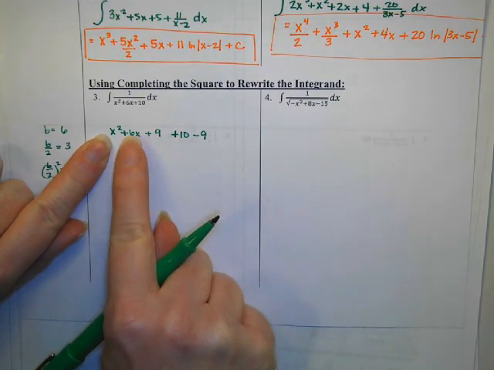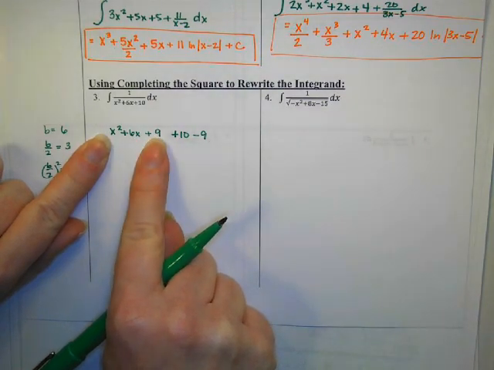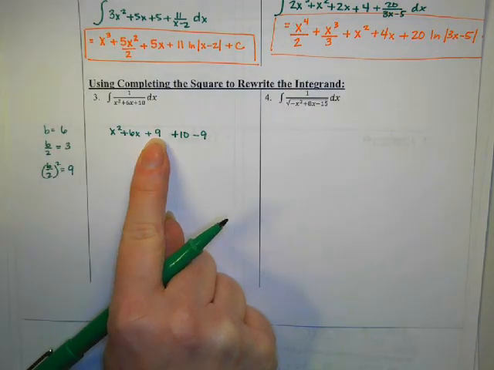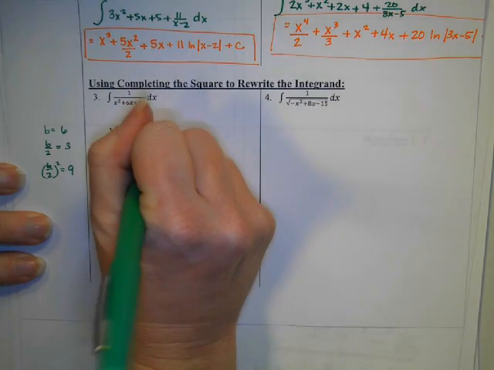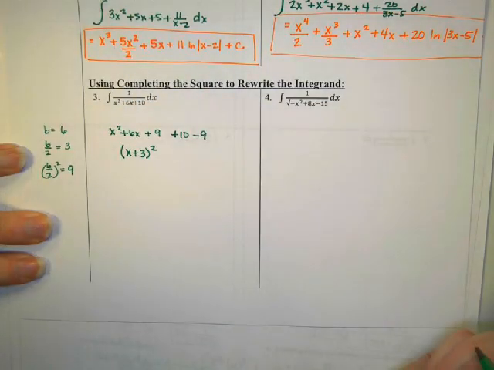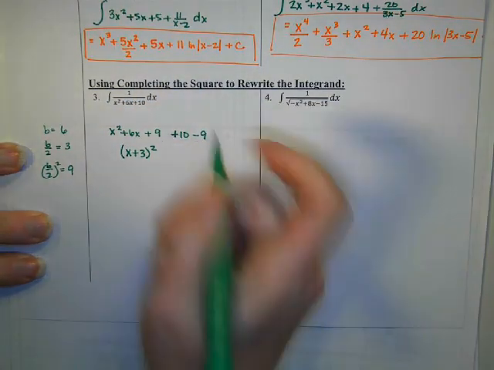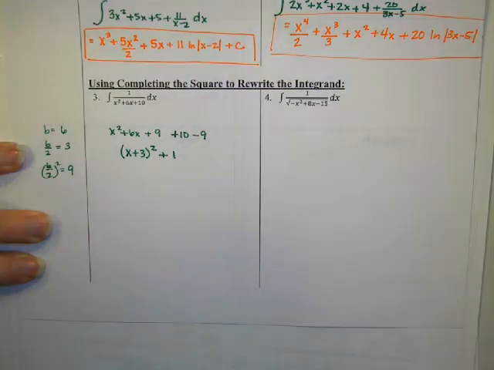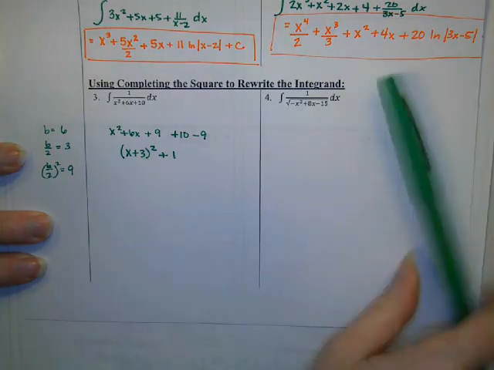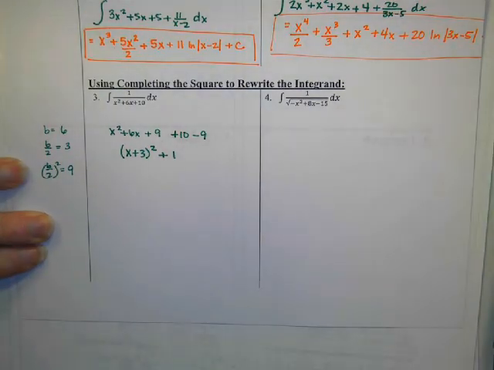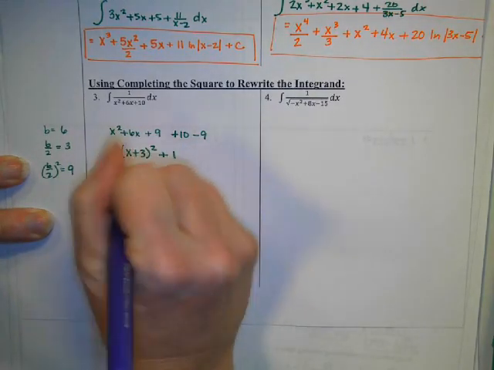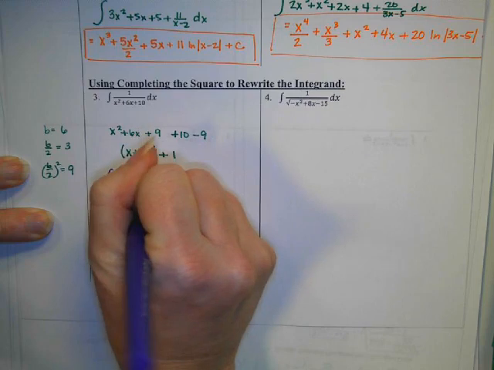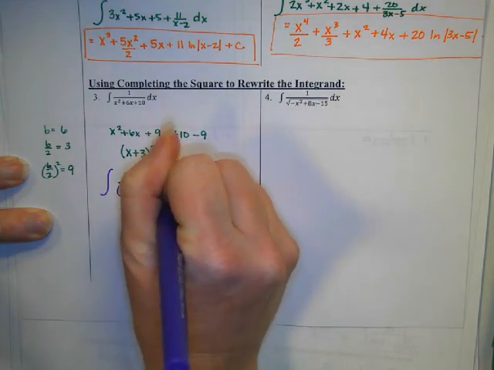Things you multiply to get 9, you add to get 6: 3 and 3. So instead of writing it as x plus 3, x plus 3, I'm going to write it as x plus 3 squared. And then 10 minus 9 would give me plus 1. So that's what the bottom part is? That's now what the bottom is going to look like. So now when I go back to write my antiderivative, I write 1 over x plus 3 squared plus 1 dx.